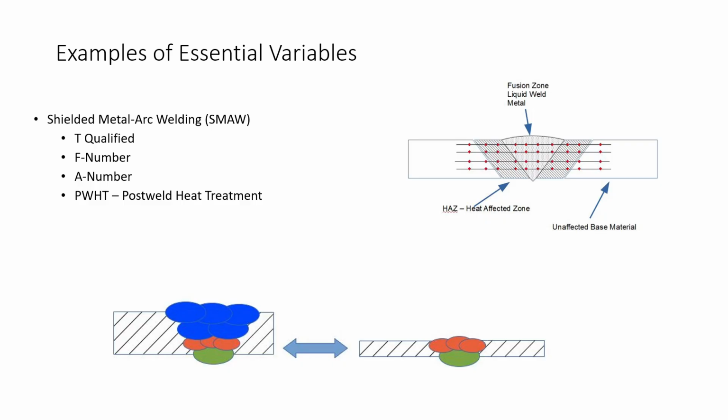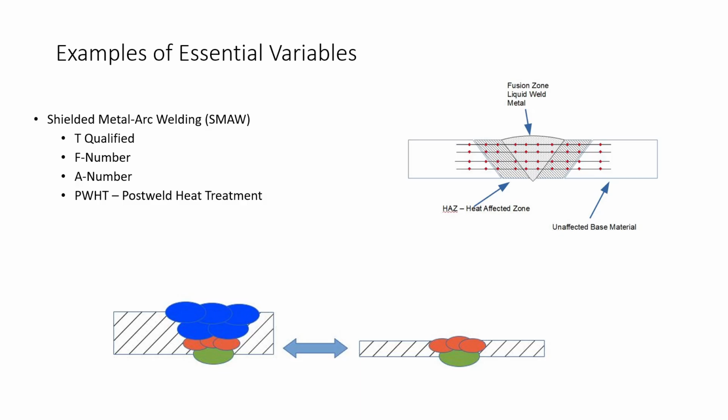Another essential variable would be thickness qualified. Well, with the thickness qualified, our heat affected zone and our weld metal are going to be different thicknesses. So we're going to put different amounts of thermal energy, heat, into the base metal, and it's going to give us different mechanical properties. The odds are that that thin material, if we weld that up, it's going to cool very quickly. And it might have different mechanical properties than a thicker piece of material. So that's why the code has thickness qualified ranges for materials that we weld up.